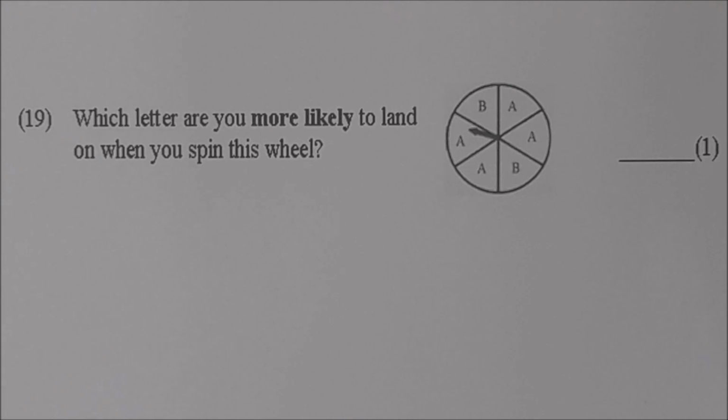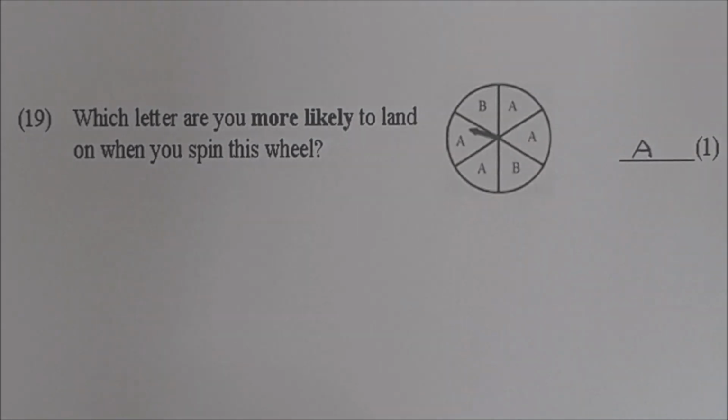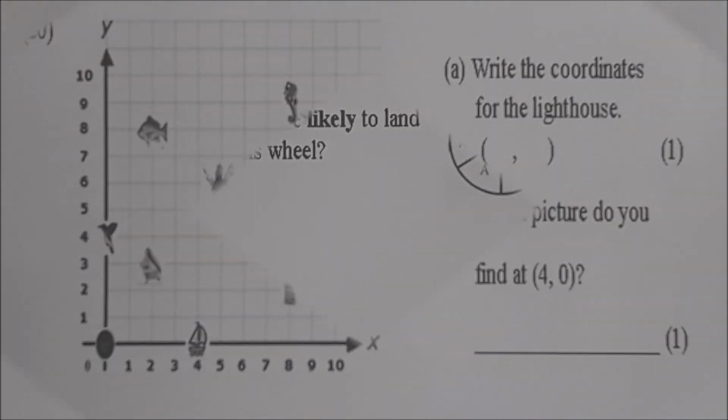And we're asking you, when you spin the wheel, which letter are you more likely to land on when you spin it? Remember, the answer can only be A or B, because you only have A's and B's on the wheel. So put a letter. Sky, put the correct letter in. A, because there are more A's than B's. Very good. More A's than B's, like she said. So the answer is A.